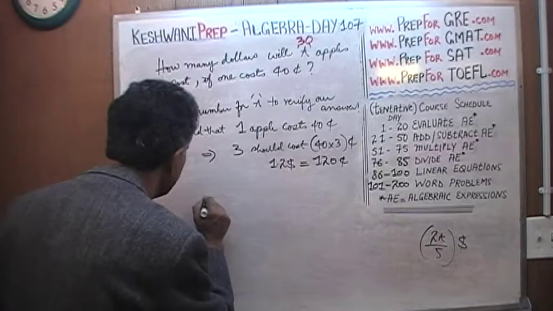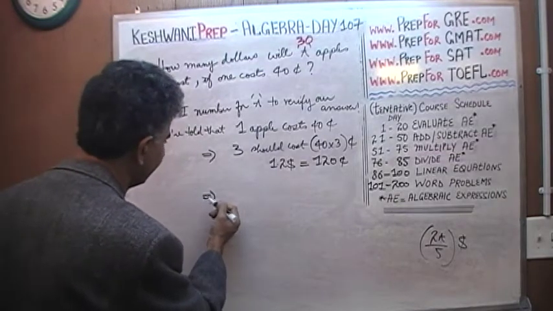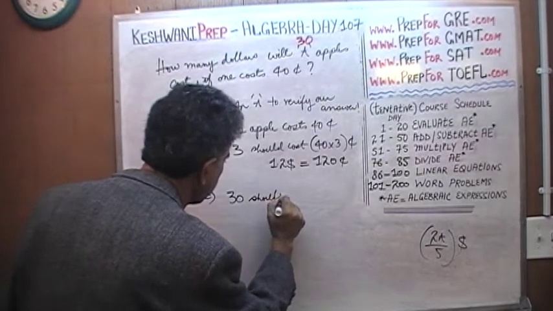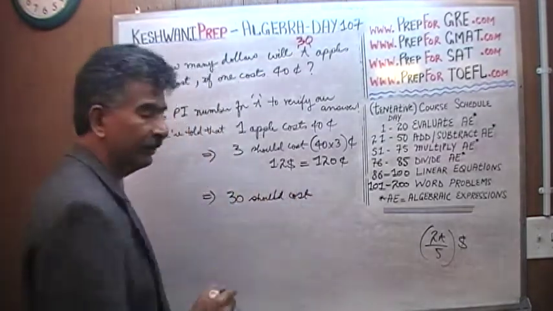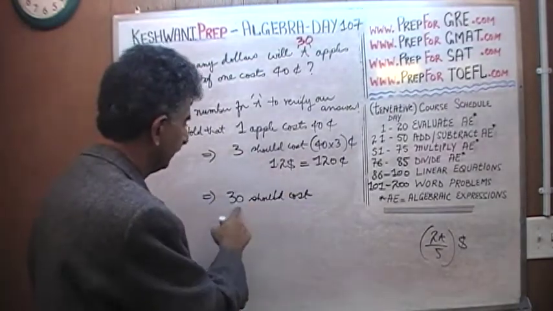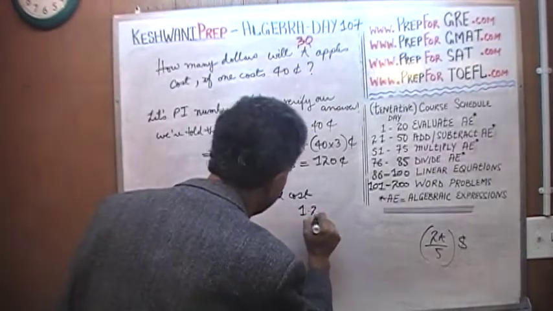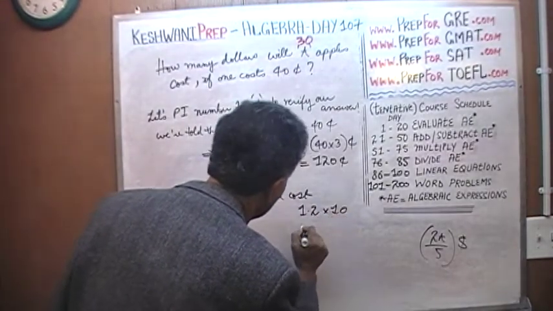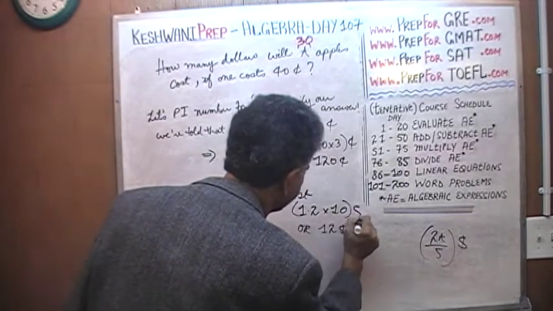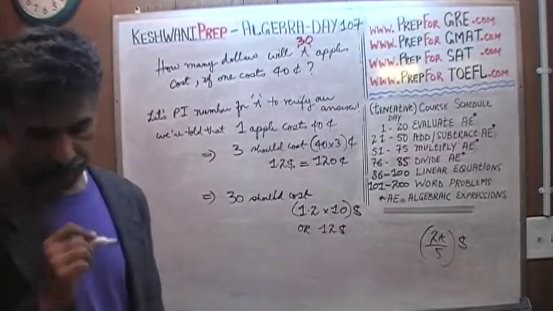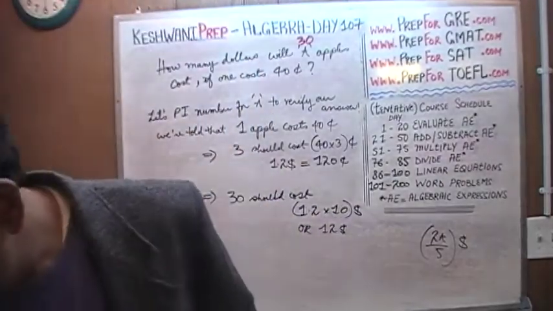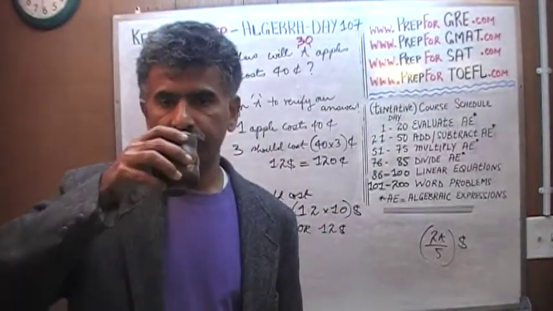Question is, how many will 30 cost? Well, this implies that 30 should cost 10 times that amount. If 3 of them cost $1.20, then 30 should cost $1.20 times 10, or $12. Voila. Our answer is $12. We know now that if we were to buy 30 apples, it will cost us $12.